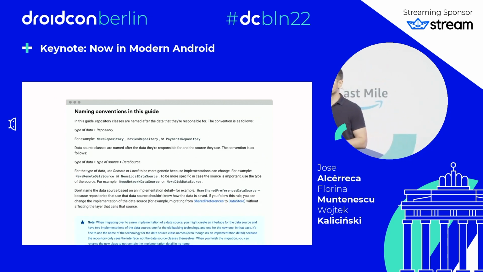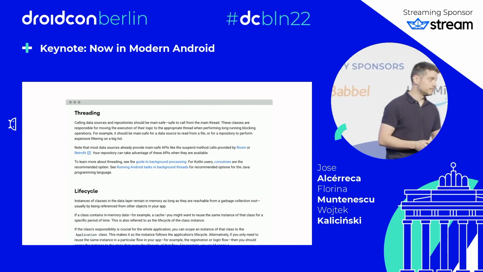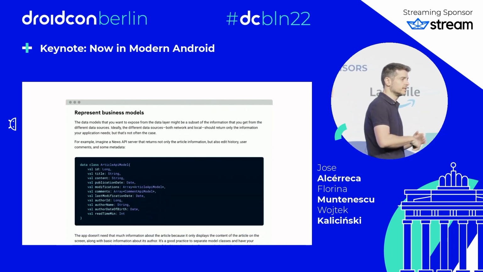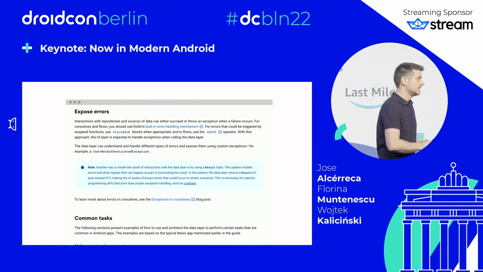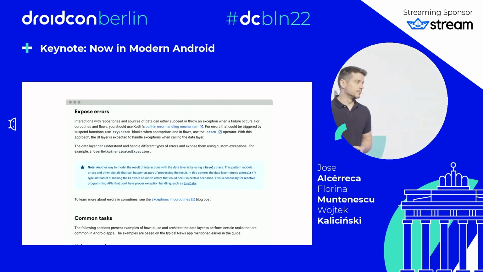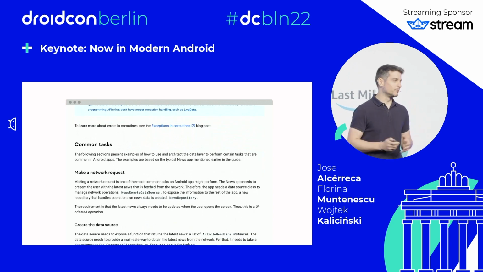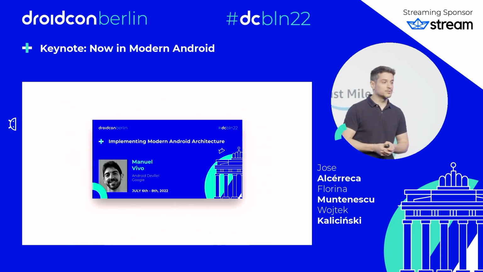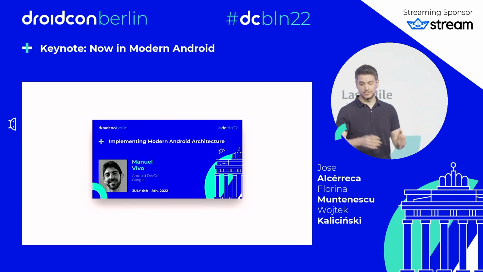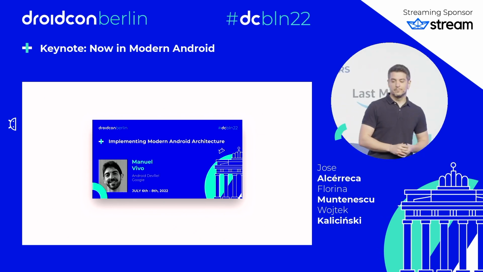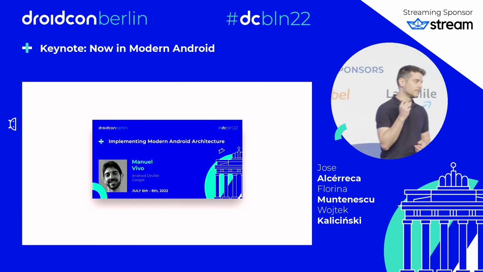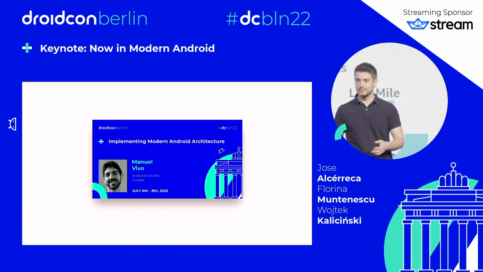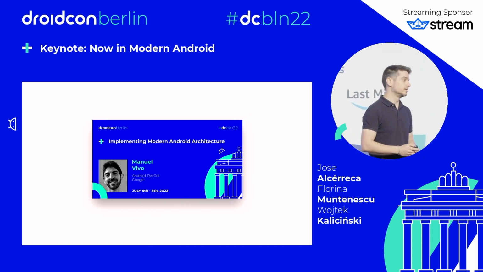Also, we have some naming conventions that you can use in your app, threading and lifecycle considerations, how to model your data, how to expose errors to the UI layer, and a lot more. Manuel Vivo is giving an architecture talk tomorrow where he goes into detail about all the new recommendations. But I'd like to highlight one that shows very well how we evolved the APIs and the guidance with them.